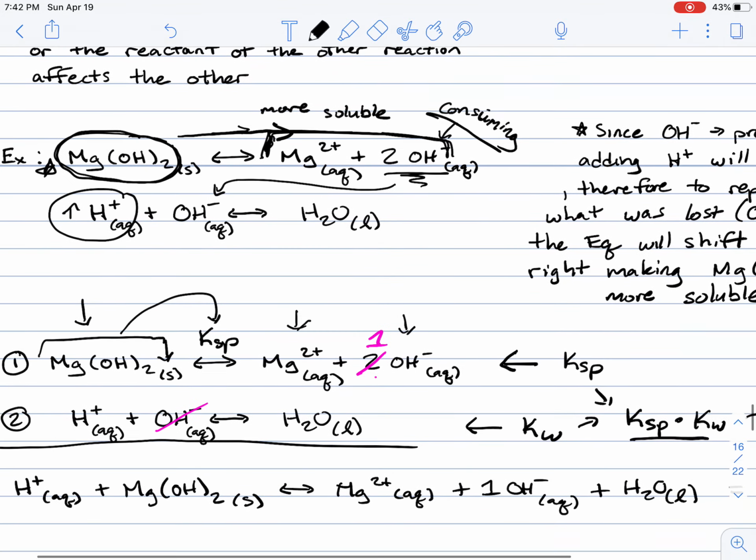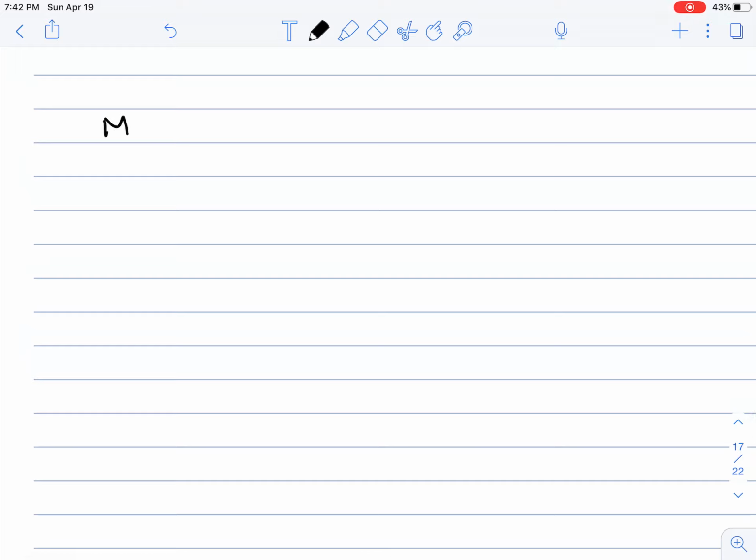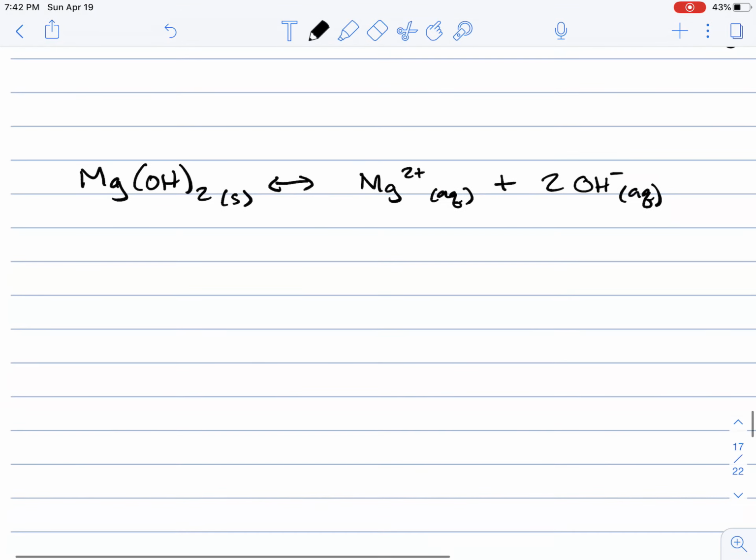Okay. And so what would make this reaction more insoluble? Here if we have magnesium hydroxide, and once again it's producing magnesium ion and 2 moles of hydroxide, this is just simply an exercise of Le Chatelier's principle. What would we have to add to this chemical reaction to make magnesium hydroxide more insoluble?